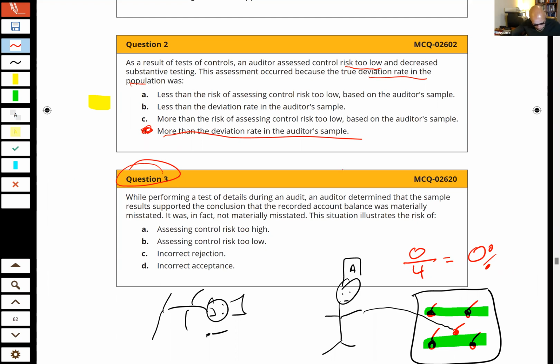Okay, looks like everyone's had a chance to try this one. We did pretty good. A few folks for some reason chose D, so let's look at that. While performing tests of details during an audit, the auditor determined the sample results supported the conclusion the account balance was materially misstated. If an account balance is materially misstated, are you going to accept that balance? No, you would reject it. So based on the sample, you're saying, I'm going to have to qualify my opinion. I reject that. Then it says it in fact was not materially misstated, meaning it was okay. So you incorrectly rejected it, didn't you? Folks that picked D, did you read it a different way?